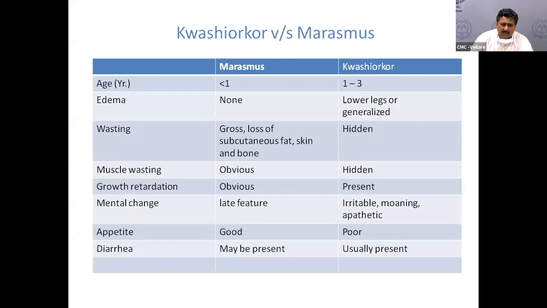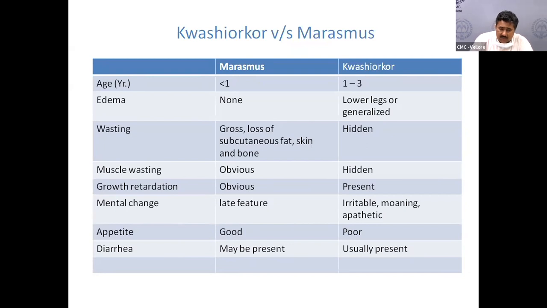If I tell about the difference between kwashiorkor and marasmus in a table, like the age group: marasmus usually affects infants, while kwashiorkor is seen in slightly older children. Kwashiorkor is usually precipitated by an infection, like TB or measles, some acute infection which brings out the disease. Edematous is usually kwashiorkor; marasmus doesn't have edema.